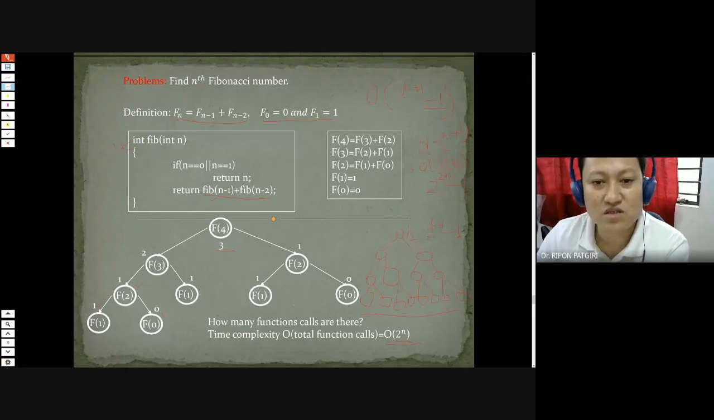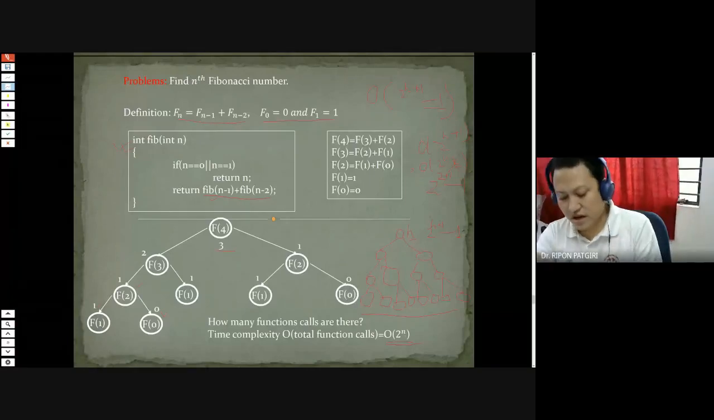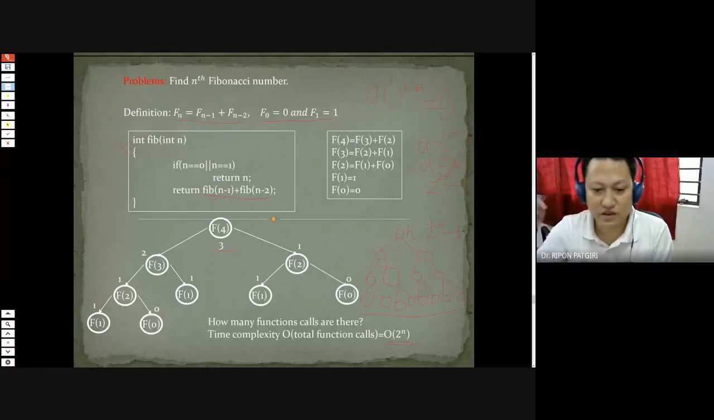So this solution has very high time complexity and also very high extra space complexity. Sir, yes, in this recursive method we can at least reduce the time complexity by making a global array, which is basically the concept of memoization. Yes, I'm coming to that.